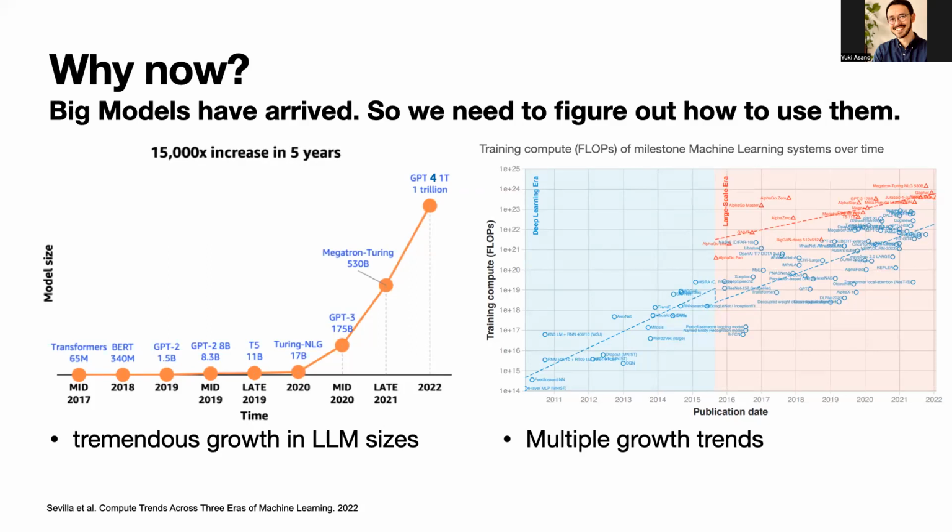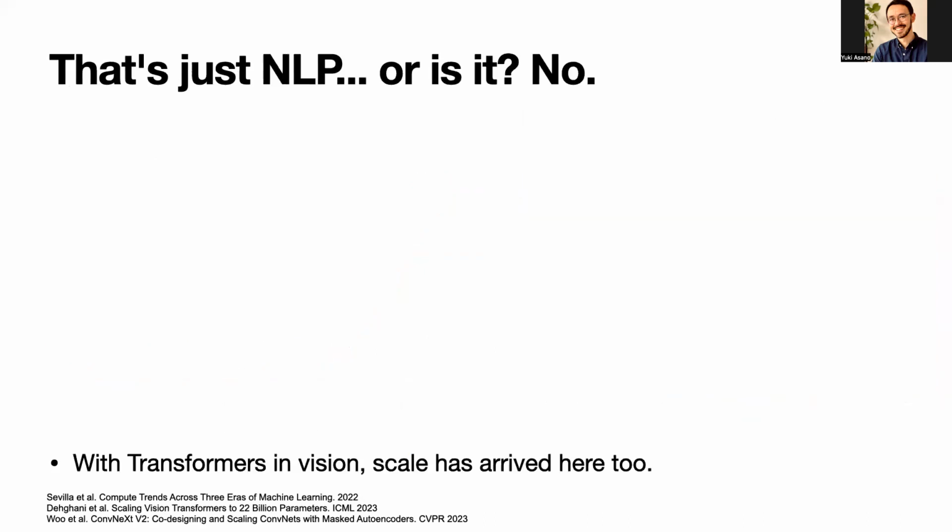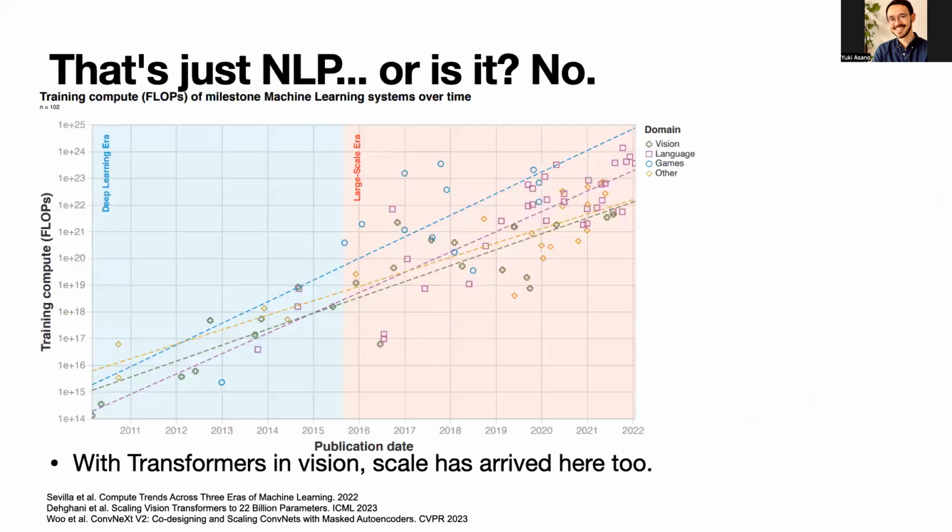Pre-deep learning era, deep learning era, and large-scale era. They all follow different trends, but they're all going upwards, right? Now, we've heard this enough from Twitter that we might have been thinking that this is just NLP, but this is not the case. We've seen all kinds of deep learning systems grow in size. We all know the game-playing deep learning systems from AlphaZero, AlphaGo, etc. But increasingly, we're seeing this in Vision too.